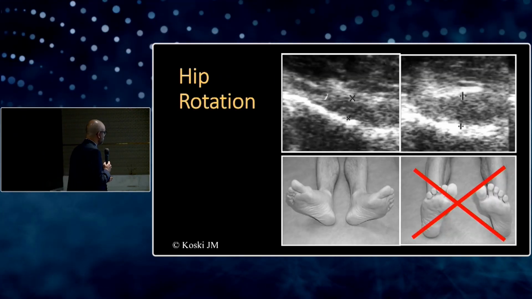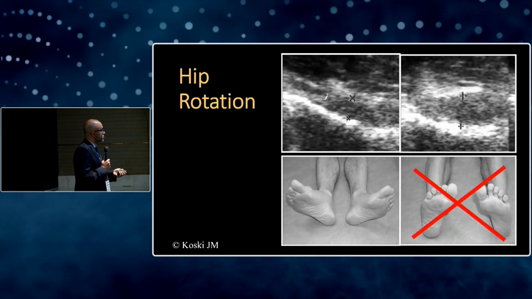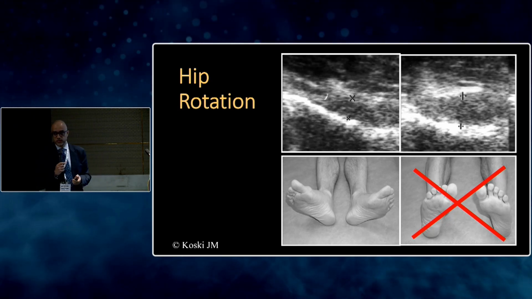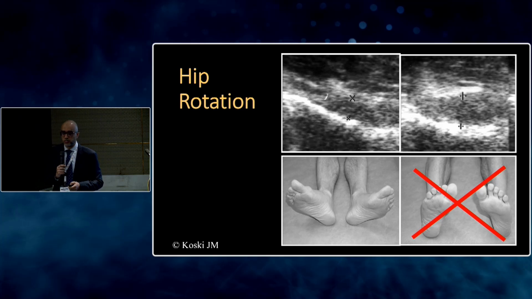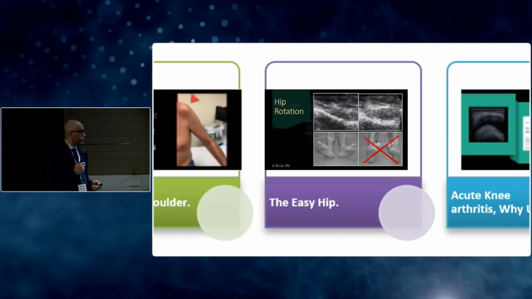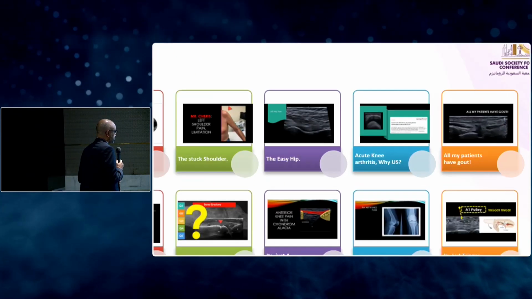These are Koski's slides representing the same. You can see the change in the hip recess signal. So if you're going to assess the anterior hip, you have to make sure the patient's foot is slightly externally rotated.